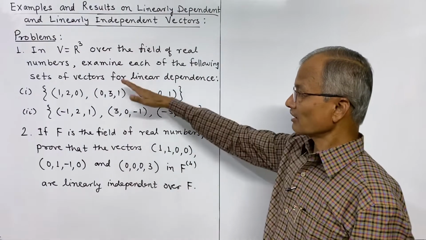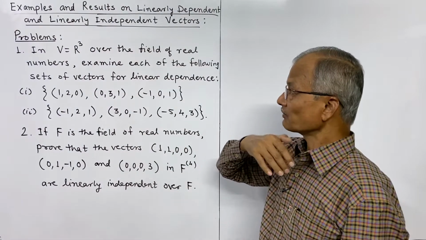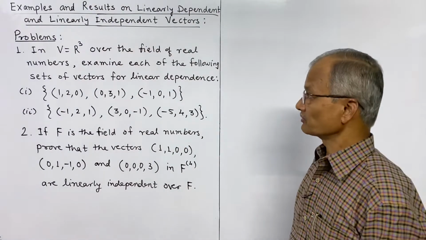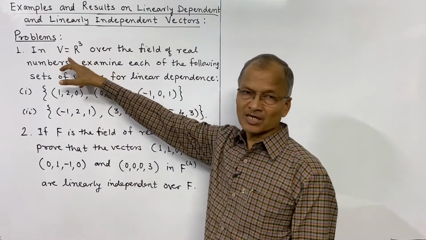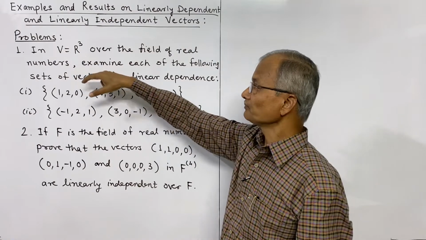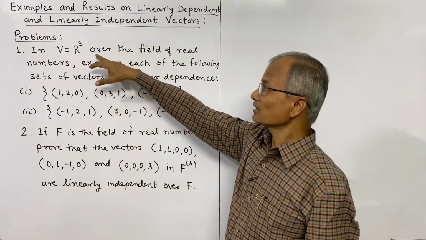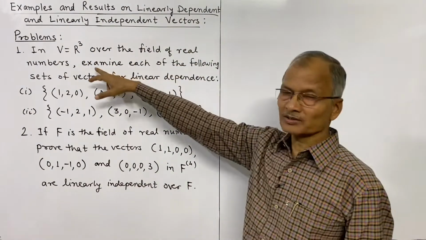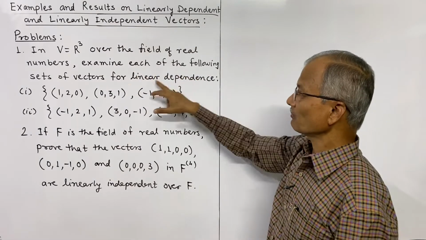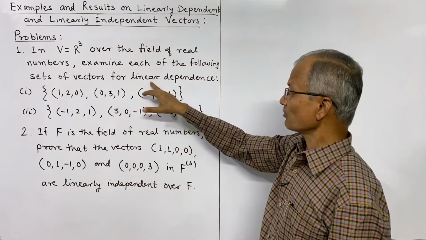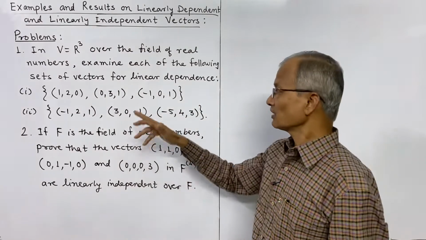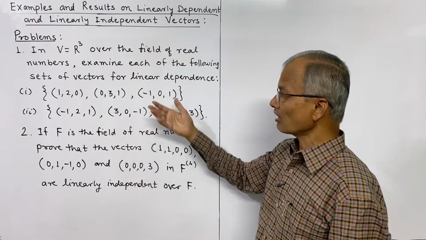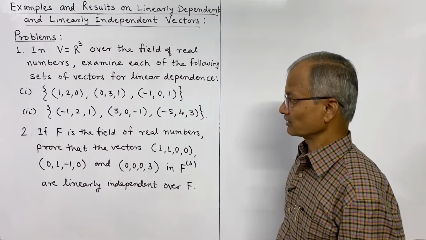So I have written a few problems here. First we shall solve these problems. The first problem: V is a vector space, R3, three-dimensional real numbers over the field of real numbers. Examine each of the following sets of vectors for linear dependence. That means we have to check whether these are linearly dependent or independent vectors.